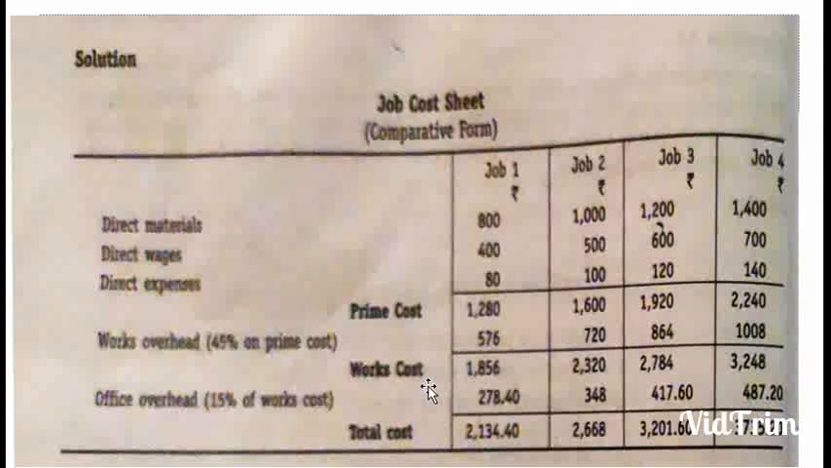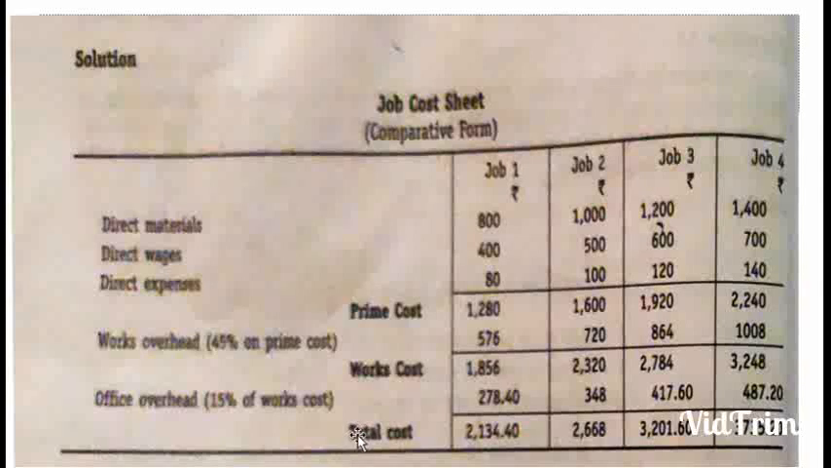So 1856 into 15% will give you 278.40. Then for job 2, 2320 into 15% will give you 348. Then for job 3, 2784 into 15% will give you 417.60. Then for job 4, 3248 into 15% will give you 487.20.